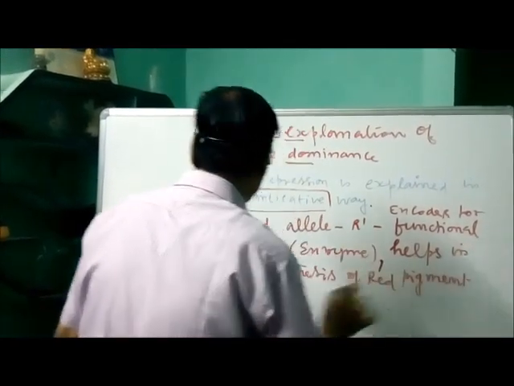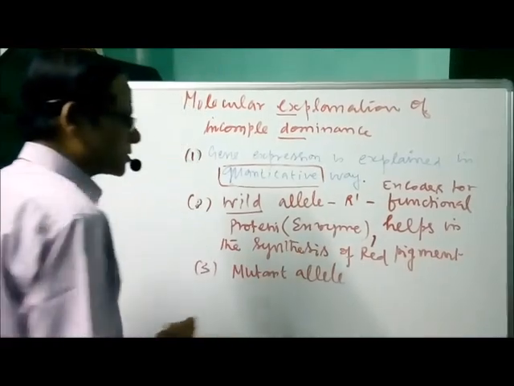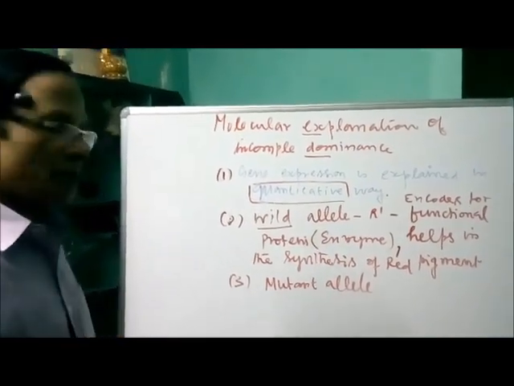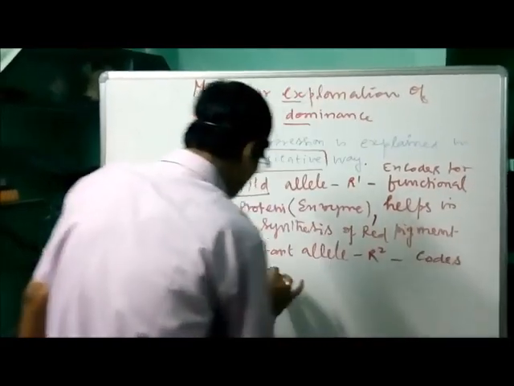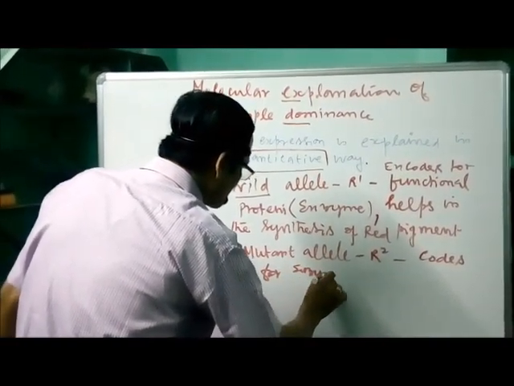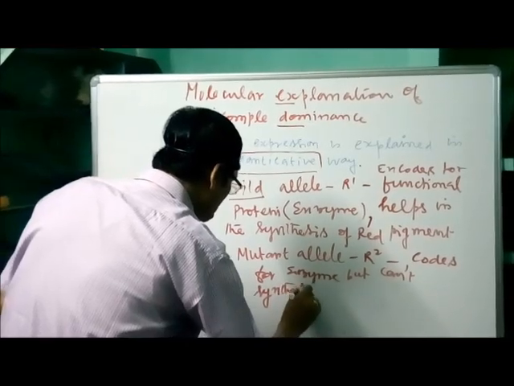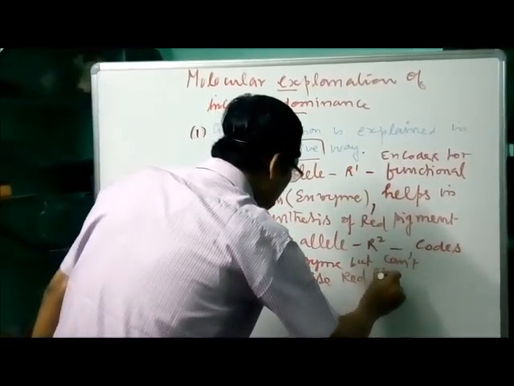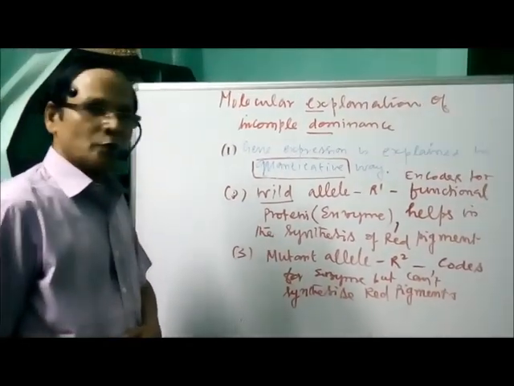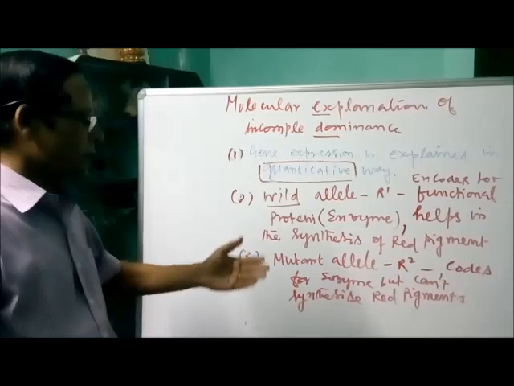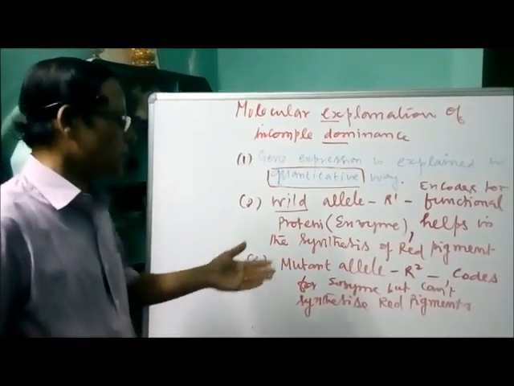Now the other allele that we have is the mutant allele. The mutant allele is the one which results because of mutation, that is R2. It encodes an enzyme, but cannot synthesize the red pigment. So the mutant allele is produced because of mutation, and that is how we have received the mutant allele R2. Though it encodes an enzyme, it is not able to synthesize the red pigment.